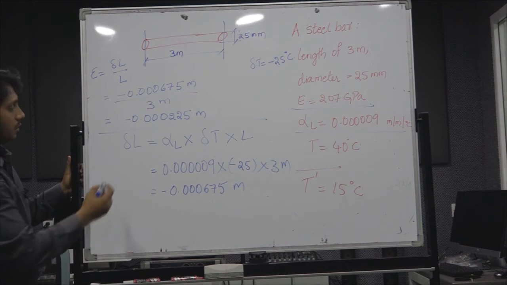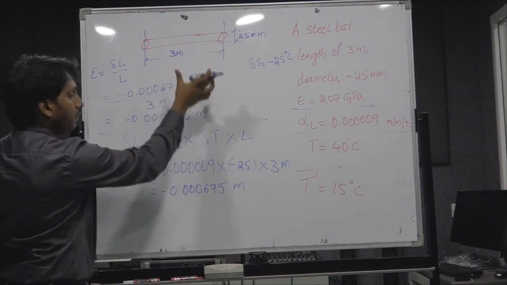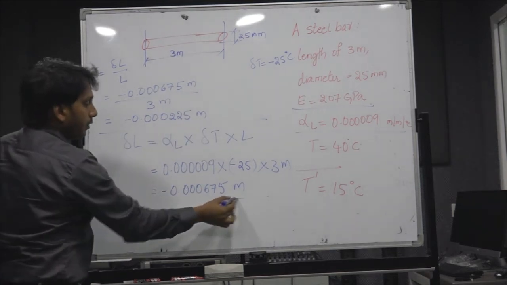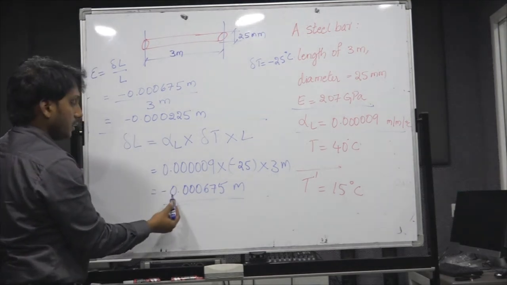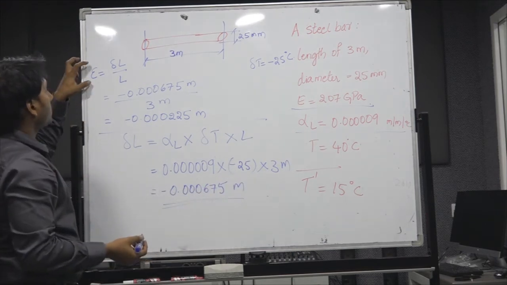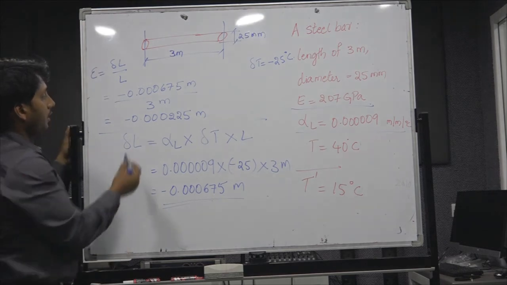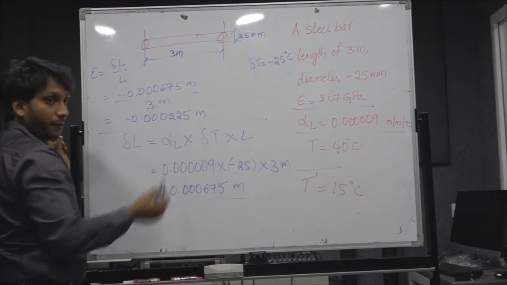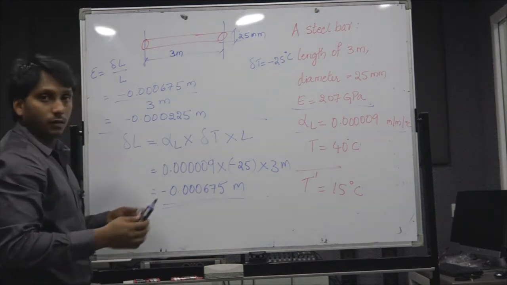So we calculated delta L, the change in length. The steel rod is affected with a decrease of length, it may be reduced by minus 0.000675 meter. The strain in this rod is delta L by L, which is minus 0.000225. So this is the strain developed in this rod.